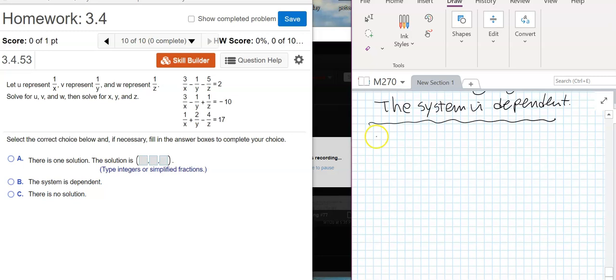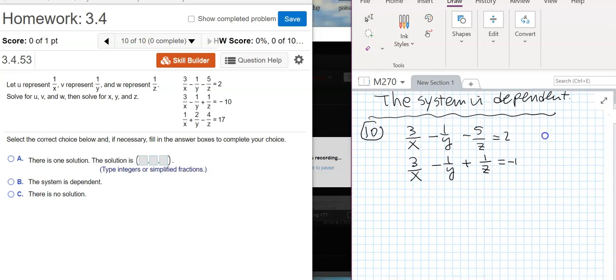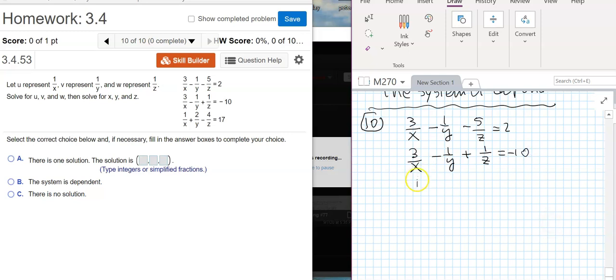So number 10 is 3 over x minus 1 over y minus 5 over z equals 2, 3 over x minus 1 over y plus 1 over z equals negative 10, and 1 over x plus 2 over y minus 4 over z equals 17, right?